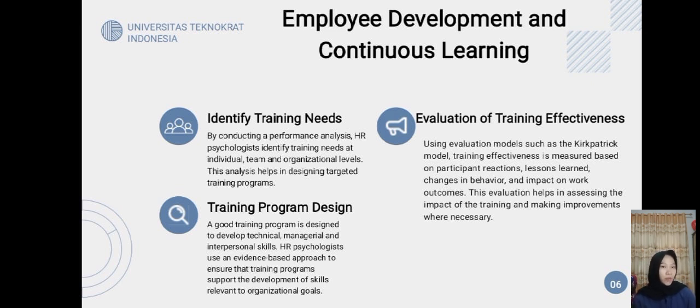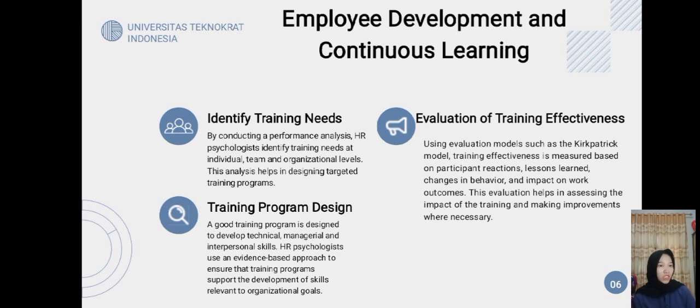2. Training program design. A good training program is designed to develop technical, managerial, and interpersonal skills. HR psychologists use an evidence-based approach to ensure that training programs support the development of skills relevant to organizational goals.